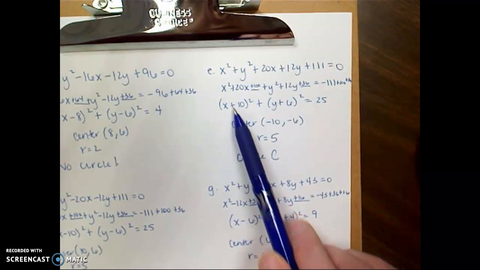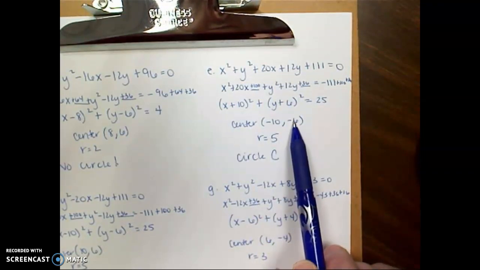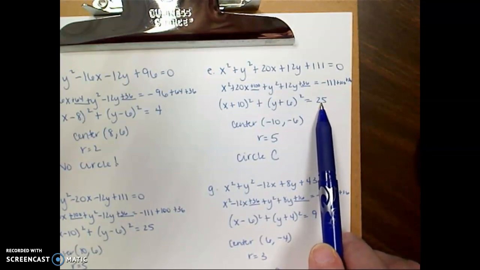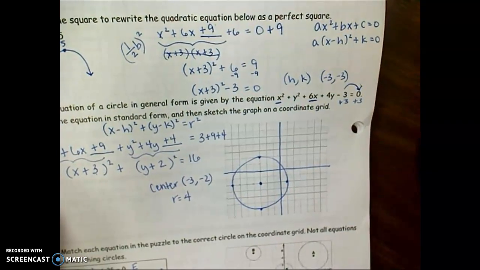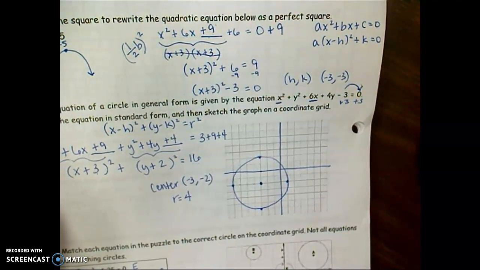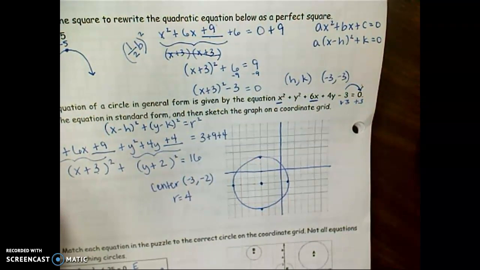Your center is the opposite. Remember signs, (-10, -6). Your radius is the square root of 25, which is 5. That gives us circle C. (-10, -6) with a radius of 5. Circle C.